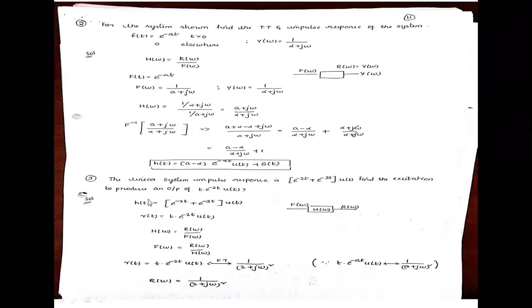What they're asking here, see, the linear system impulse response is e power minus 2t plus e power minus 3t by the mu of t. The F of omega is the input if I am taking H of omega to get the output R of omega. R of omega is the output by the input value, the F of omega. It is not given, so we are finding out the F of omega, taking H of omega.